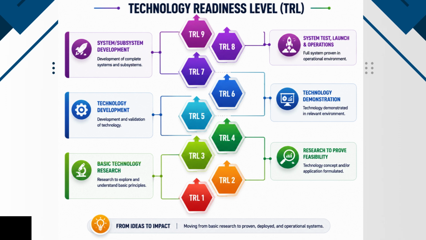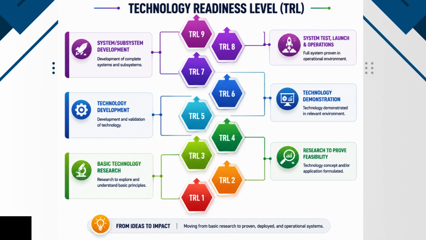Alright, now let's move on to the Technology Readiness Level, or TRL. Technology Readiness Level, or TRL, is a framework used to measure the maturity of a technology. It helps researchers, engineers, and organizations understand how far a technology has progressed from the initial research stage to a fully operational system. As shown in this diagram, TRL is divided into 9 levels, and these levels are grouped into 3 main phases. The first phase is basic technology research, which includes TRL1 to TRL3.